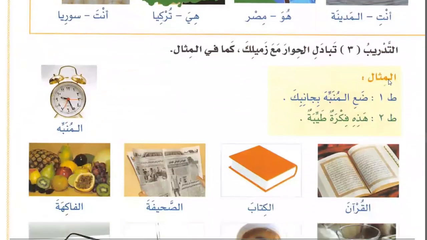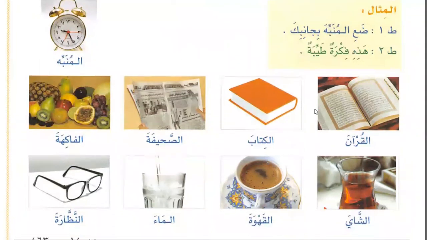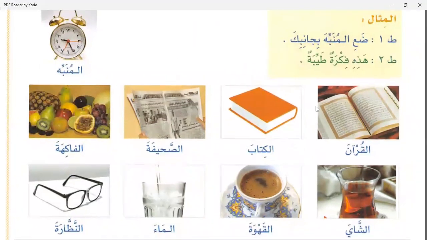And then, limadha anta musafirun ila Suriya. At-tadrib ath-thalith. تبادل الحوار مع زميلك كما في المثال. Exchange the dialogue with your colleague like the one in the example. The example. First student: ضع المنبه بجانبك. Put the alarm clock beside you. Second student: هذه فكرة طيبة. This is a nice idea, this is a good idea. So, munabbih is the object of the sentence, that's why it has fatha.